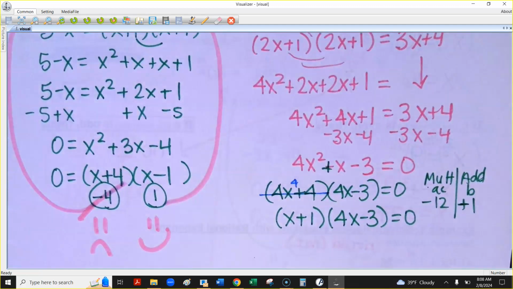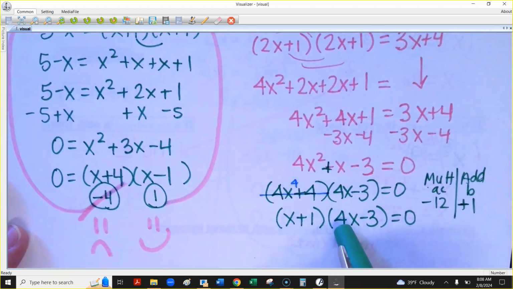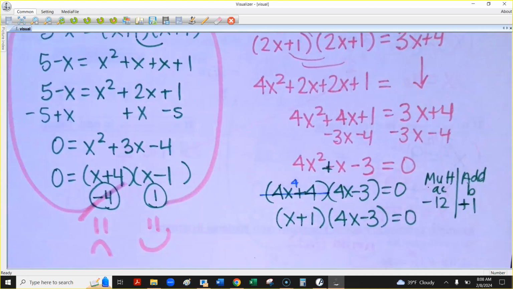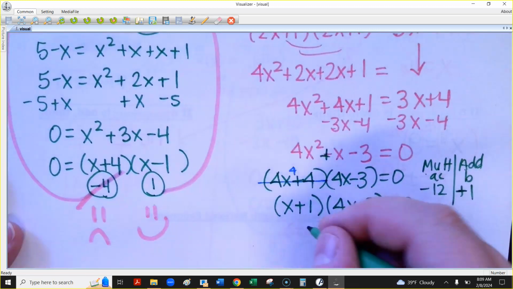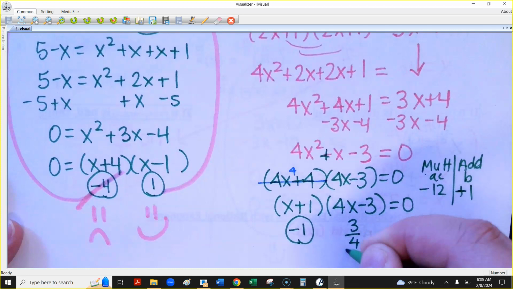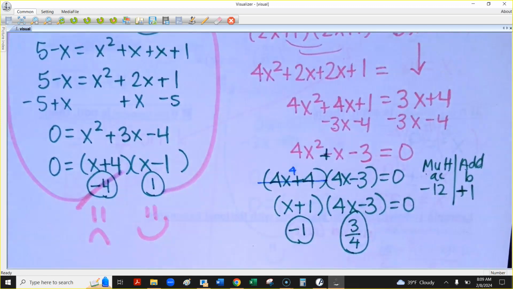Now, I'll spot check this real quick. So x times 4x would give me back 4x squared. 1 times negative 3 would give me negative 3. I just usually check the first and last, and that should be okay. And then my two answers, negative 1 and positive 3/4.